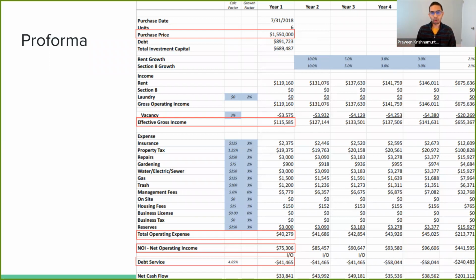And because it's a financial model, you can change variables like assumptions, like, oh, what if my rent doesn't grow at 5%, but instead grows at 3%?